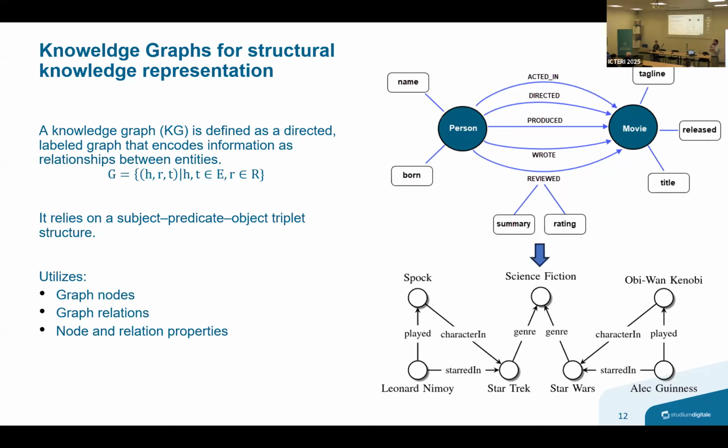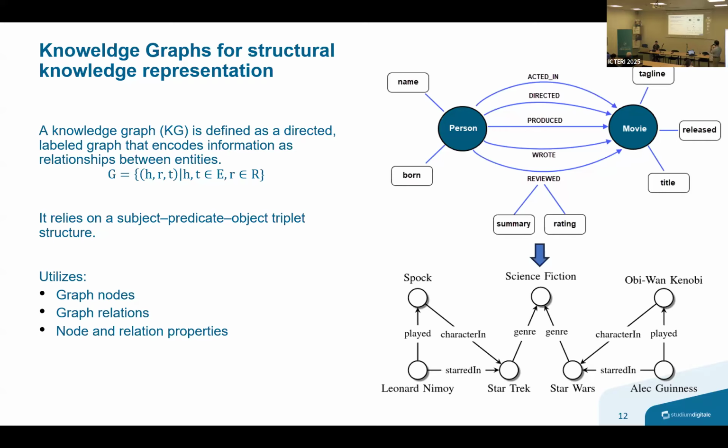Knowledge graphs are networks of interconnected entities. Entities can be actually anything. This is, for example, a knowledge graph for a person watching a movie. The movie has a tagline, is released at a certain time, it has a title, the person has a name, was born in a certain city, and so on and so forth.